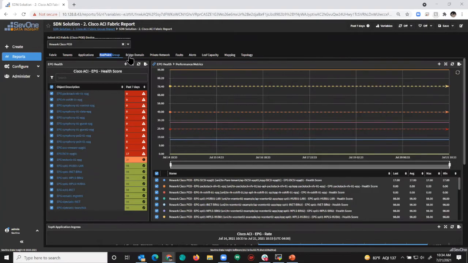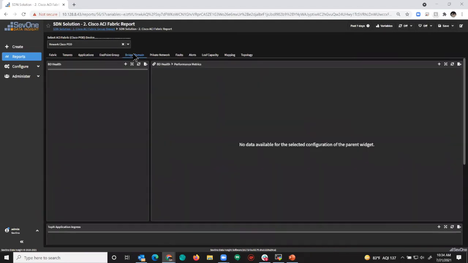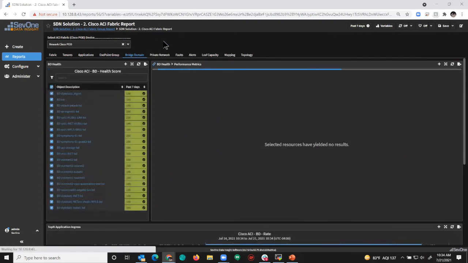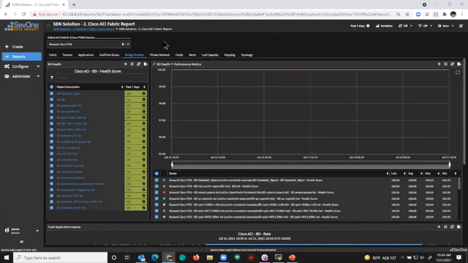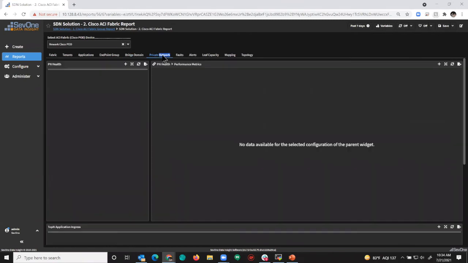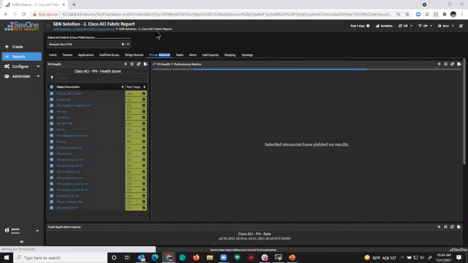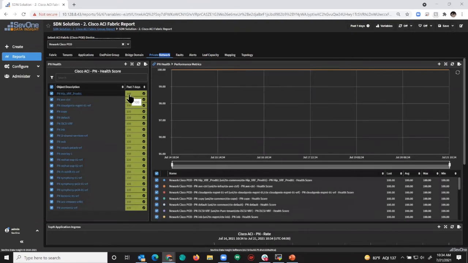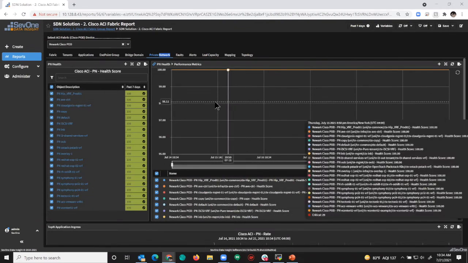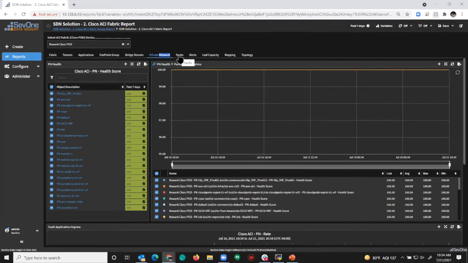The other pieces at this level are not just the grouping, but also the communications. So there's really two different communications. Bridge domains essentially are the layer 2 based communications in the fabric, and the private networks are the layer 3 based. So if there are any issues with any of the layer 2 or layer 3 policies that are set up in communications, we would see that in the health score information here.